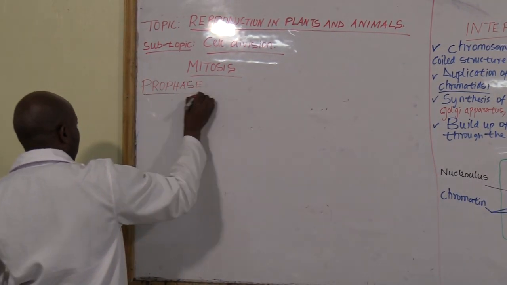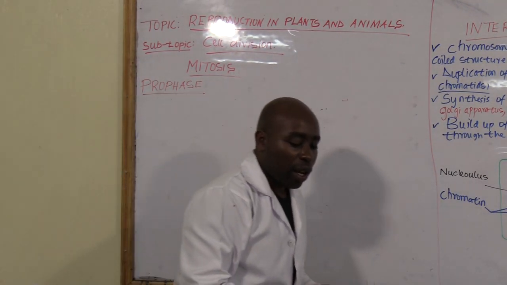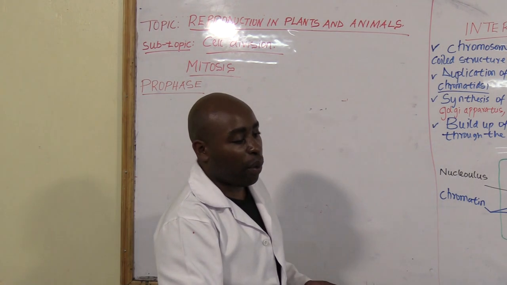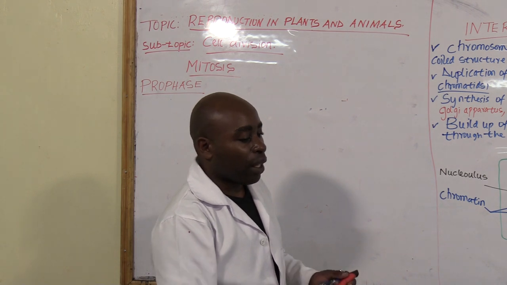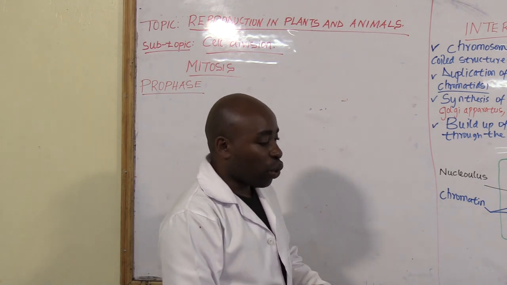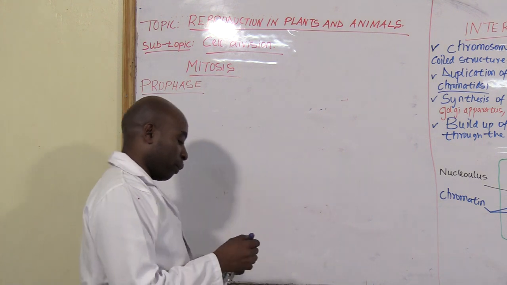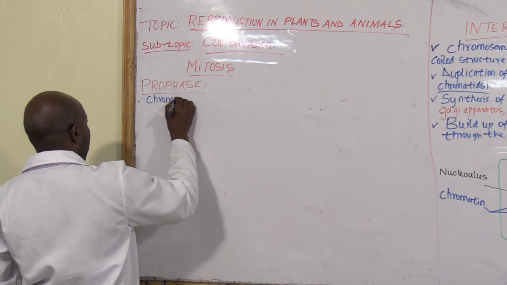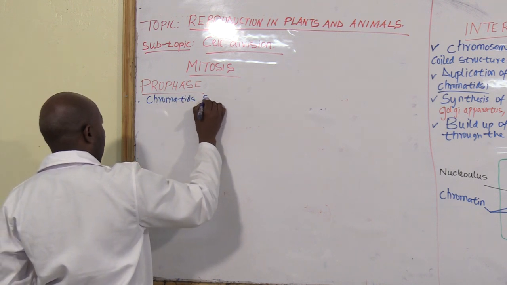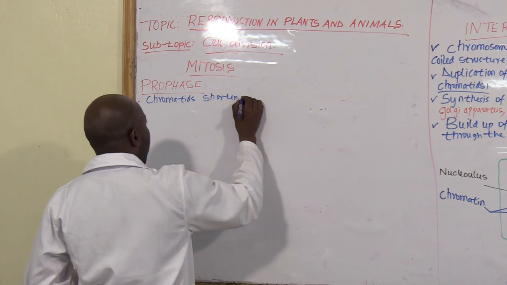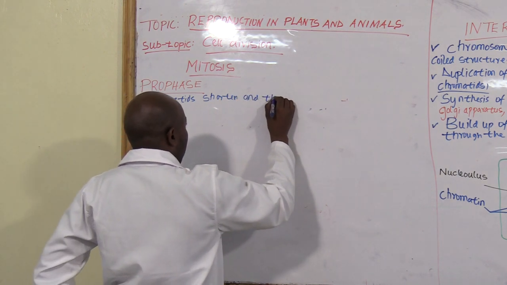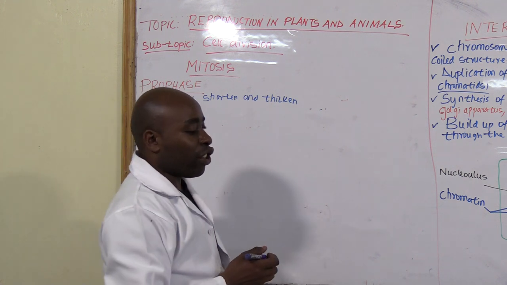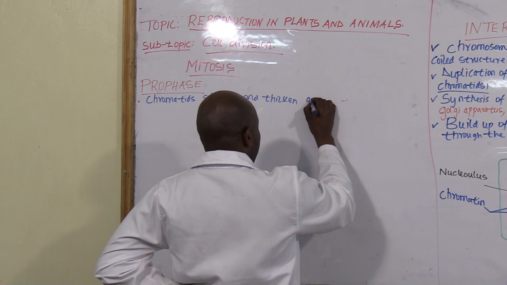So what happens during prophase of mitosis? Number one is that the two chromatids shorten and thicken. Chromatids shorten and thicken, and they join at their centromere.